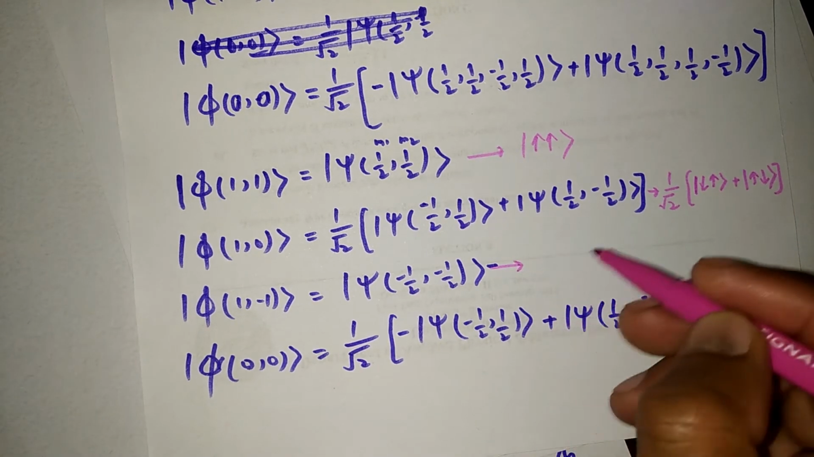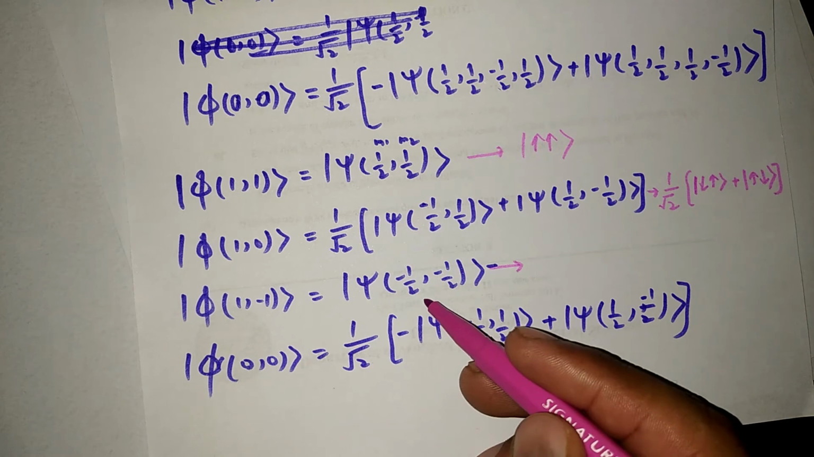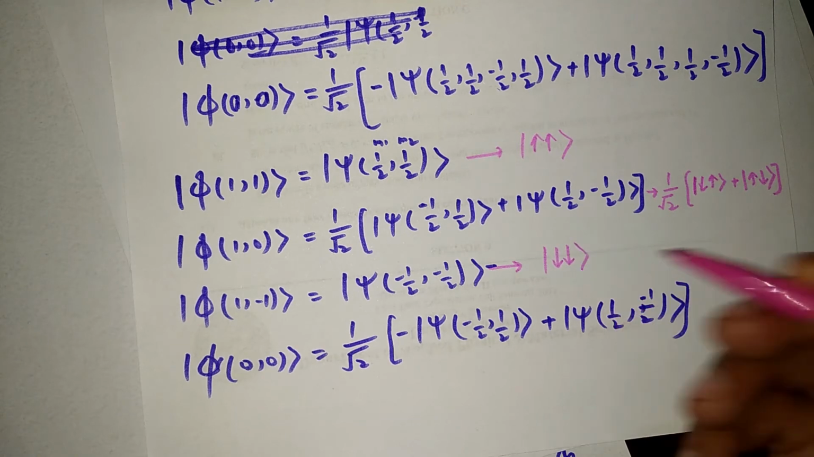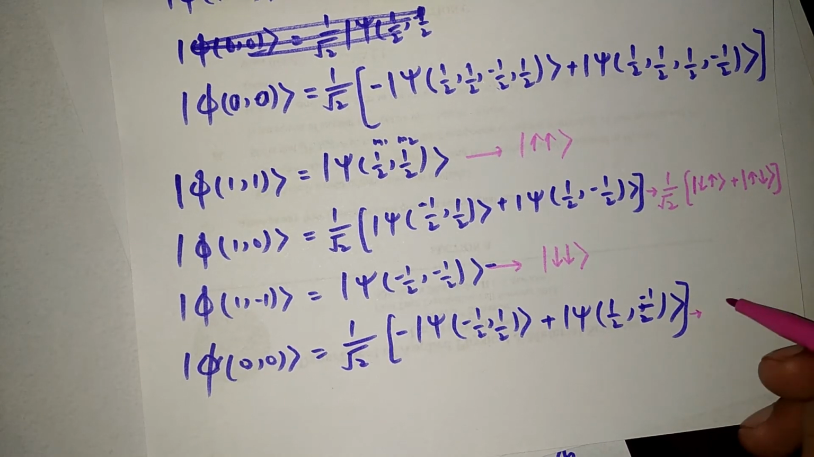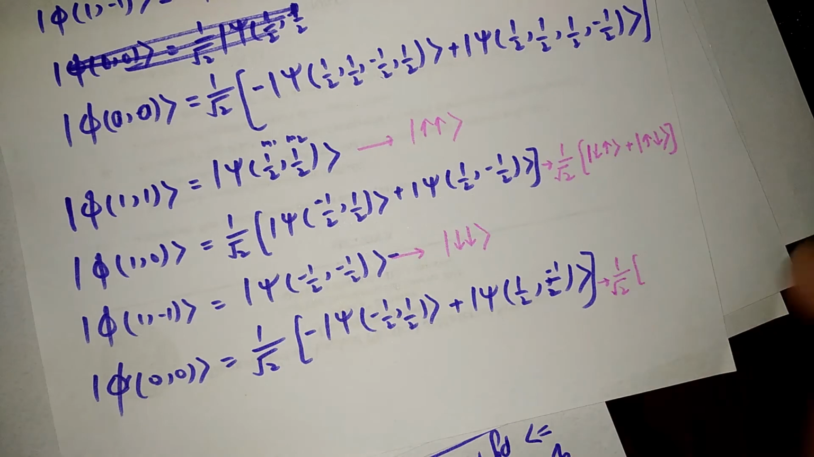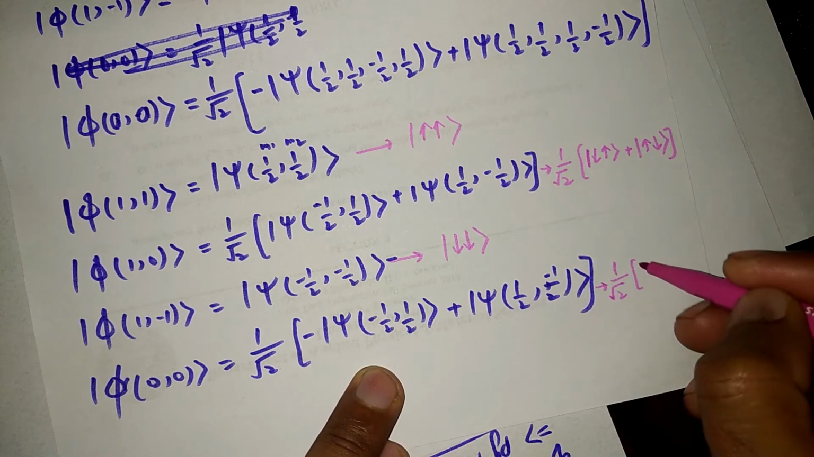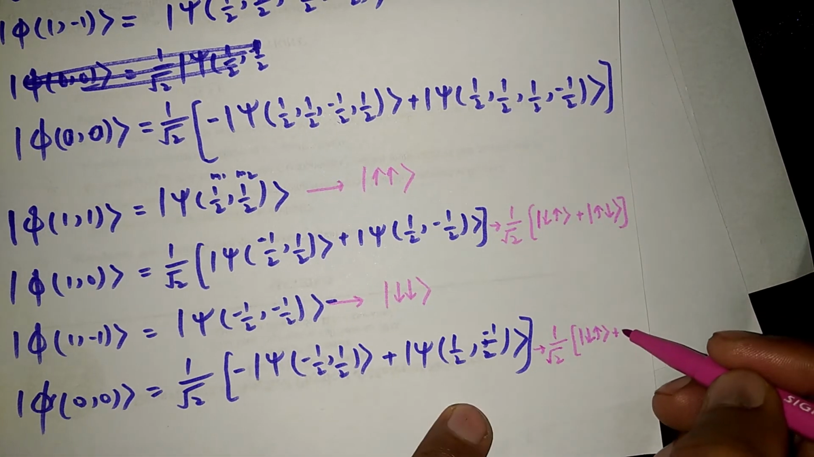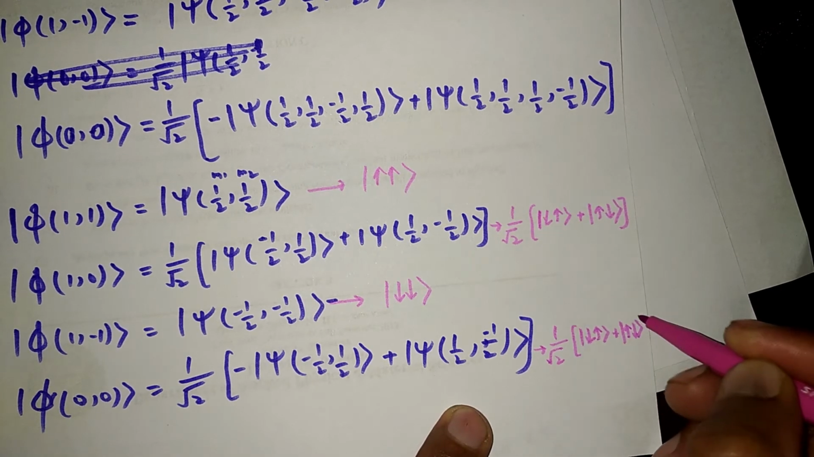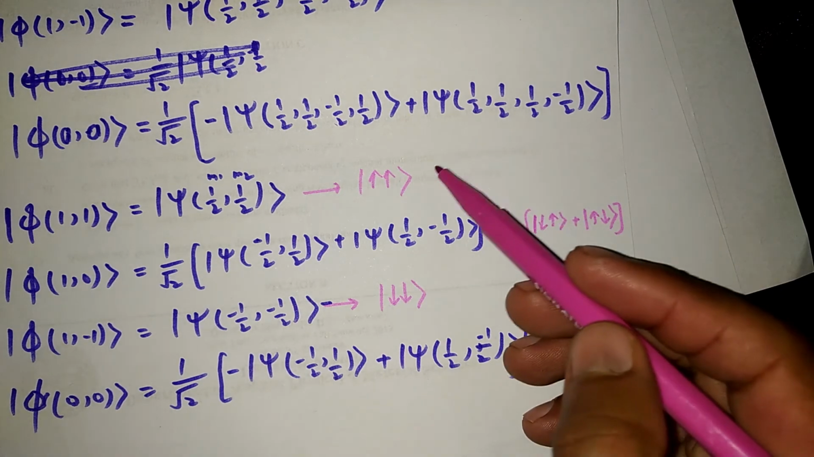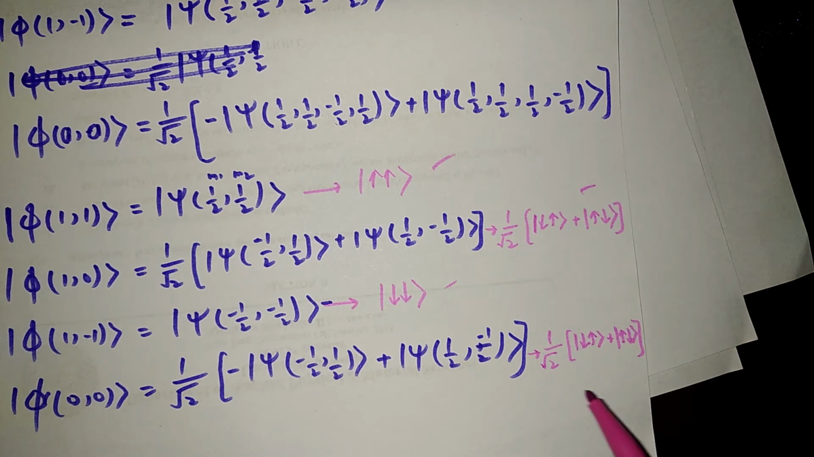And this state is the down state, and this is known as 1 over root 2 of down up plus up down. These three states are called the triplet states, and this state is called the singlet state.